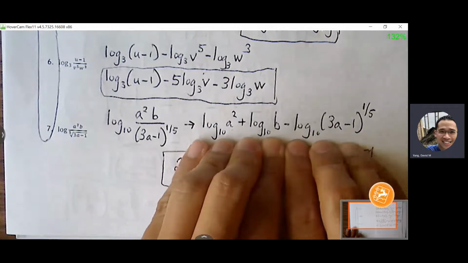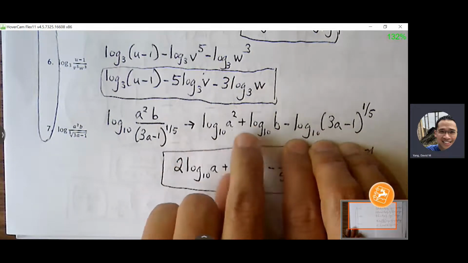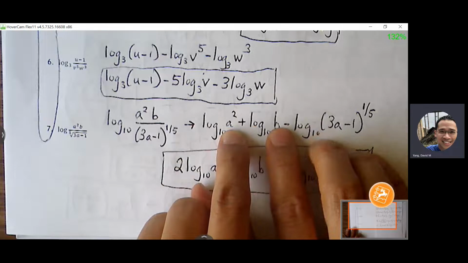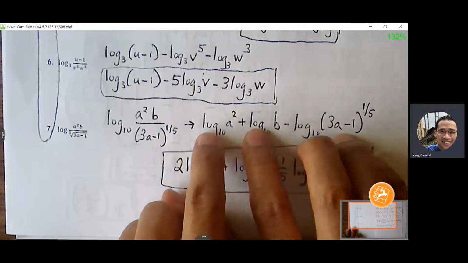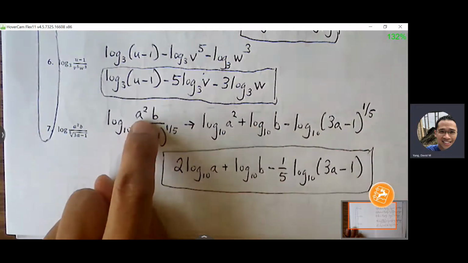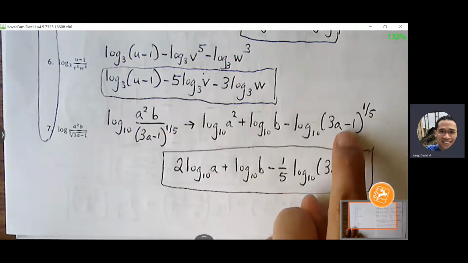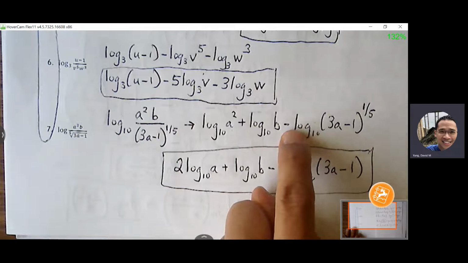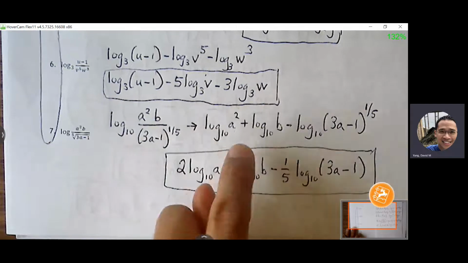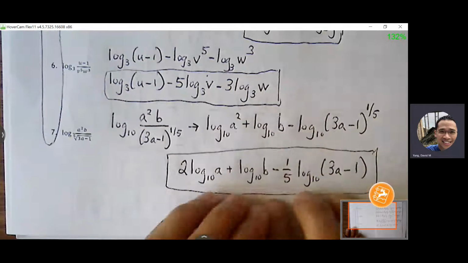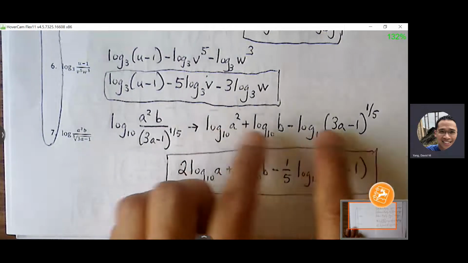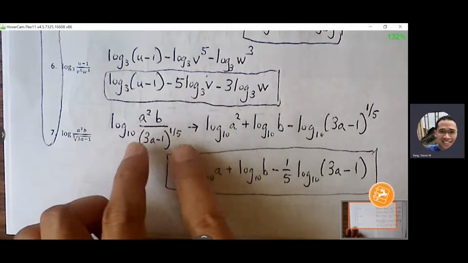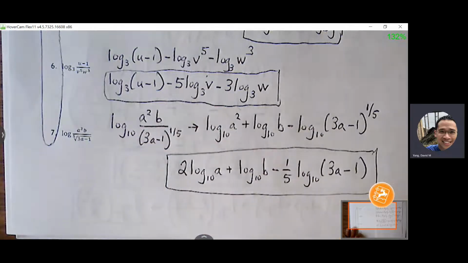And then once we're here, to put everything back, we've got to decide where the a squared, the b, and the parentheses live. The a squared and b are both part of positive logs, so that's going to go in the numerator. And the 3a minus 1 to the 1/5 is part of a negative log, so it's going to live in the denominator. And so that's how we put everything back from an expanded form. Okay, so we look to do power property first, and then we merge them together with product and quotient.